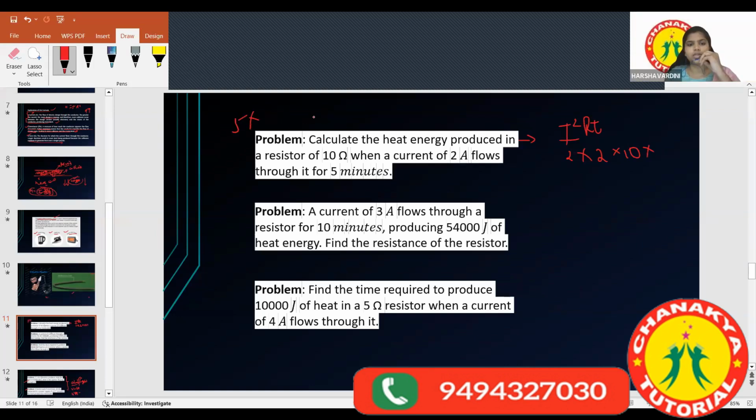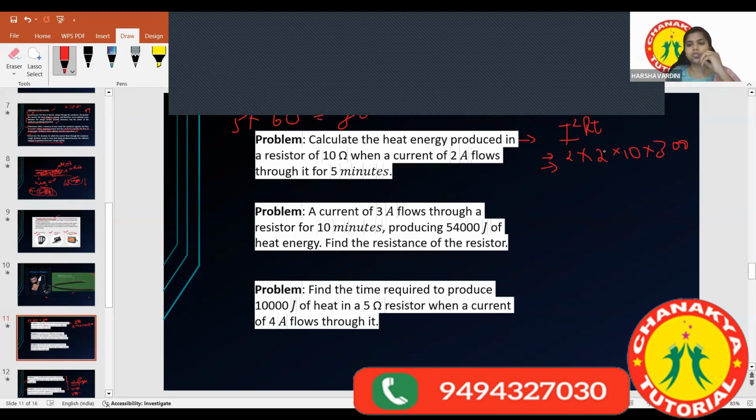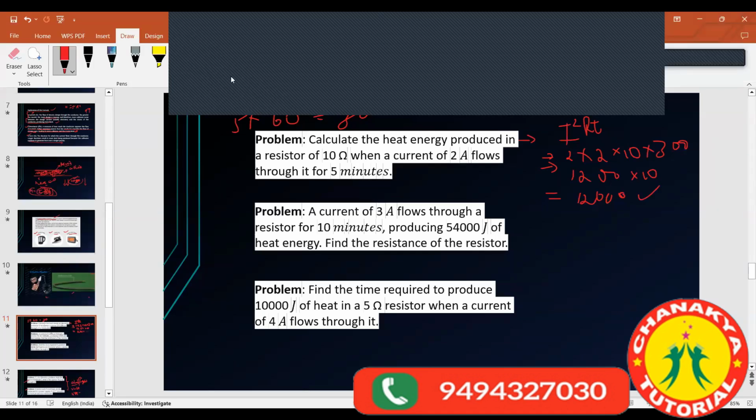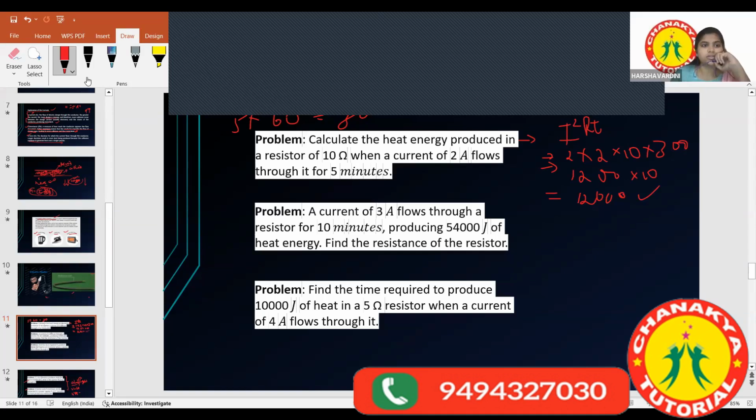5 into, so 1 minute is equal to 60 seconds. So 5 into 60 is 300. Please do the sum and send me the answer, Sudarshan. Okay, 2 twos are 4. So 4 threes are 12. 1200 into 10. So basically this should be the answer. We got the same answer: 12,000. Sorry, you got the right answer actually.